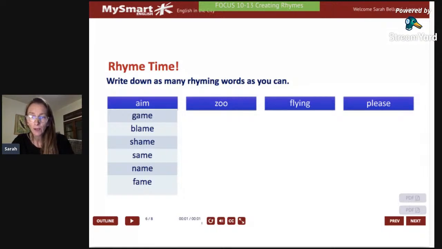Okay. What about words that rhyme with zoo? What words can you come up with that rhyme with zoo? Let's see. Zoo. The first one that comes to me is loo, which is another word for bathroom. L-O-O. Well, what can you guys come up with?